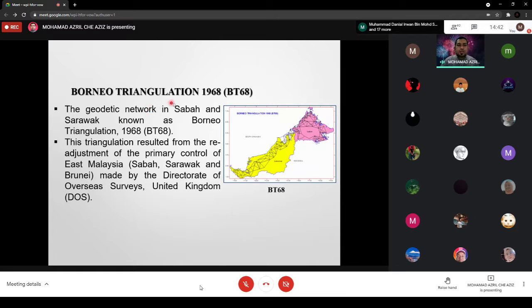Next, Brunei Triangulation 1968, or we call it BT68. This geodetic network covers Sabah and Sarawak. This triangulation resulted from the readjustment of the primary control of East Malaysia, Sabah, Sarawak, and Brunei, made by the Directorate of Overseas Survey, United Kingdom. You will see the triangulation covers only the center of Sarawak, and for Sabah it does not cover overall.